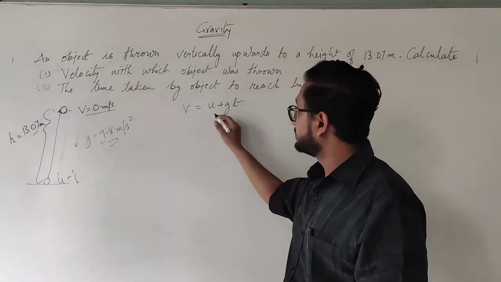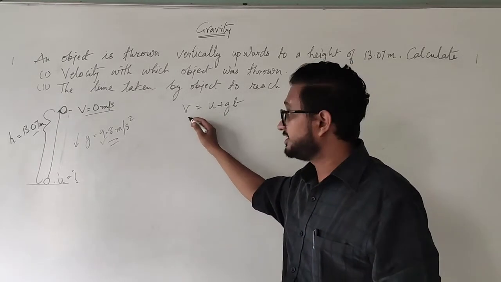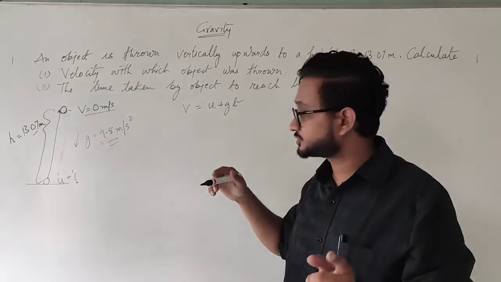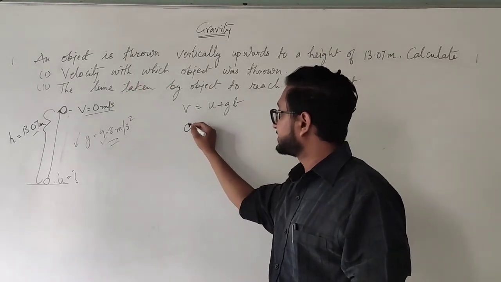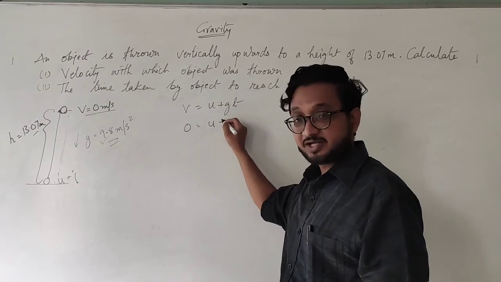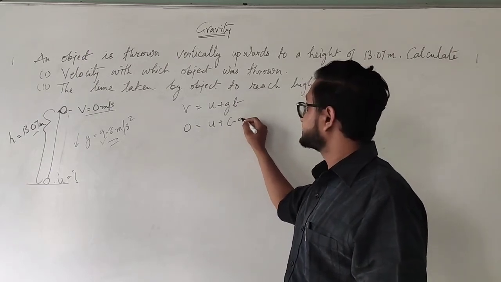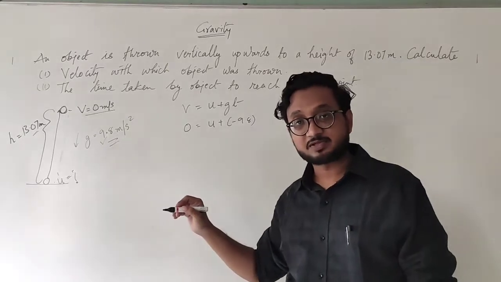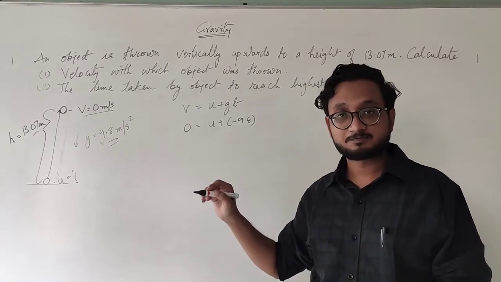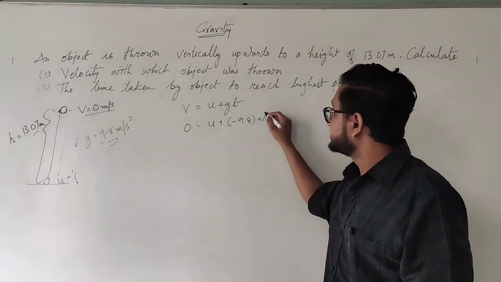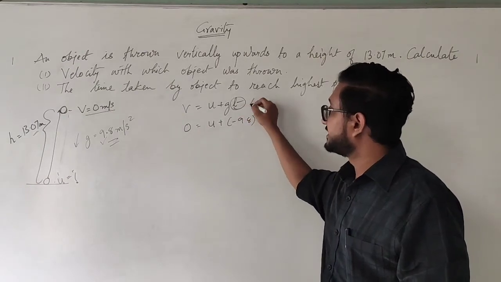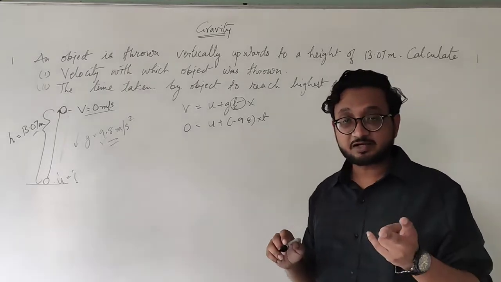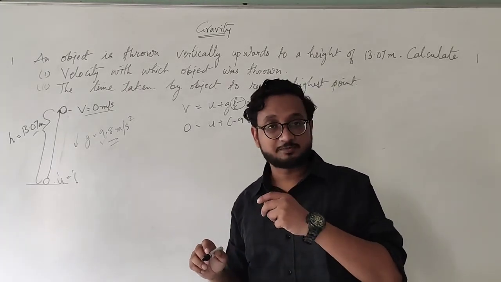Okay, g you know, u you have to find, v we know, that is 0 meters per second because the object is going to stop. So v is taken as 0, u you need to find, g as minus 9.8, and time, well, we don't know the time as well. So what do we do now? In that particular case, you cannot use this equation. For that, you will have to use either the second or the third equation.